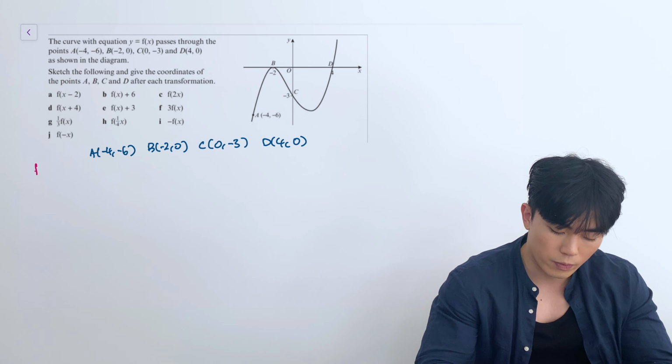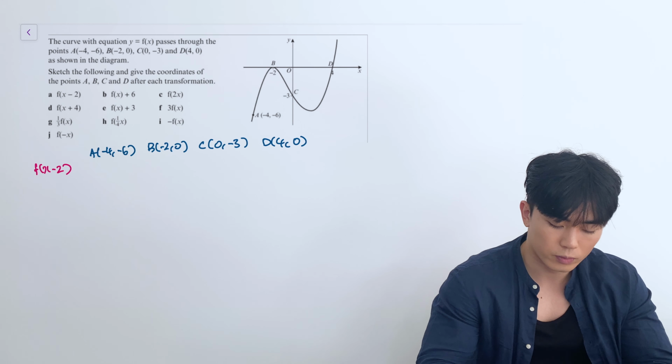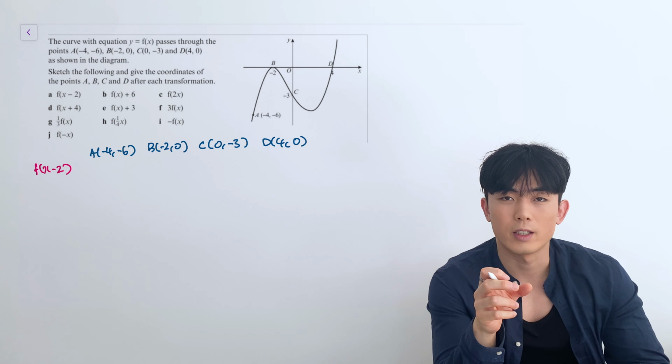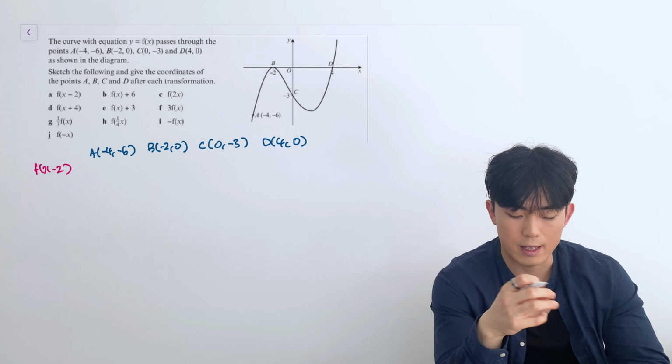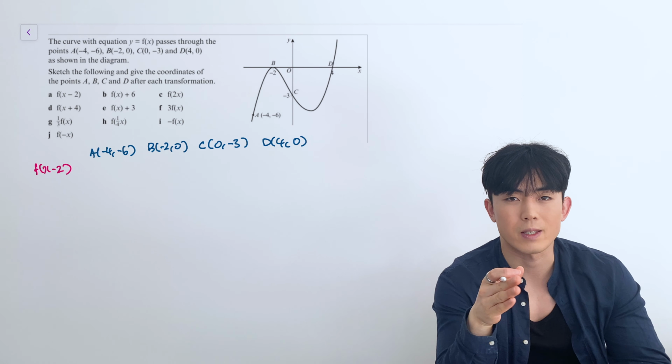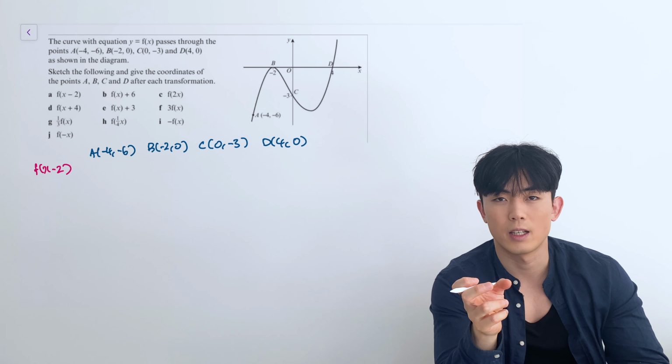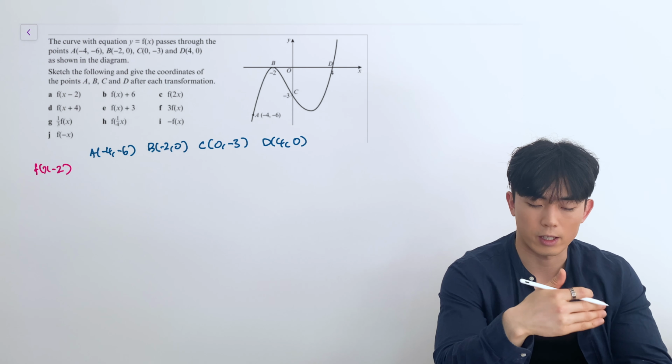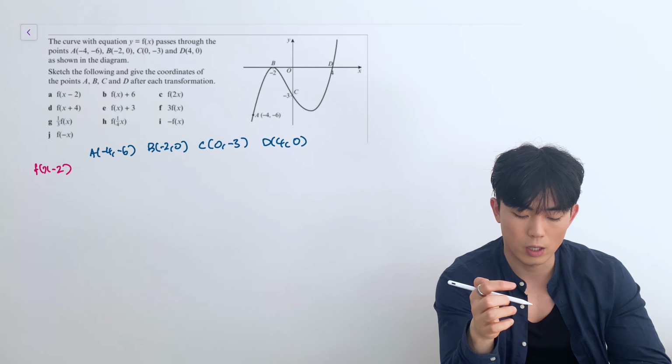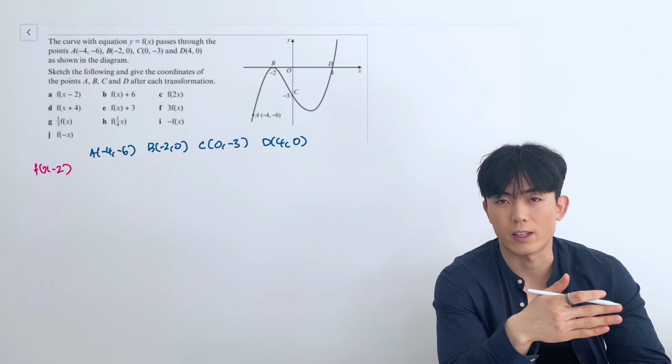So first things first, we have f(x - 2). So our a is -2 in this case, and it's inside the bracket, meaning it's going to affect our x values and do the opposite. So rather than minusing 2, it's going to move everything to the right by 2. So it's going to affect the x values by adding 2 to each one.